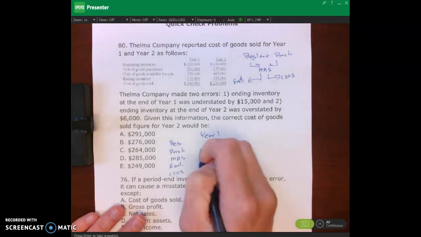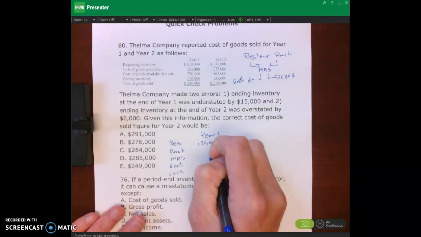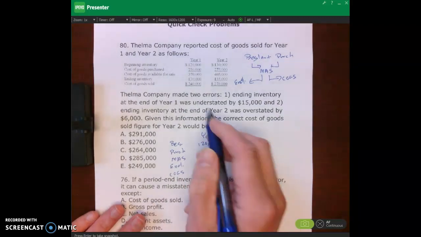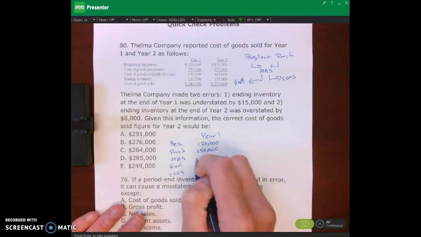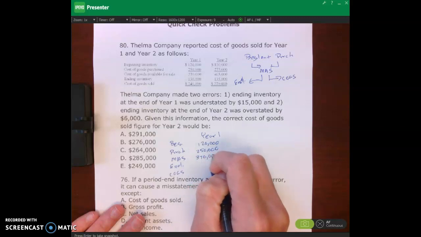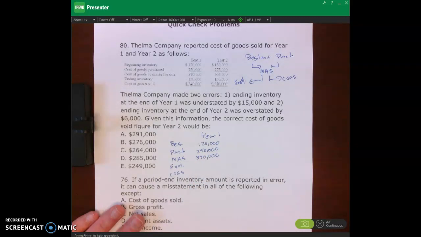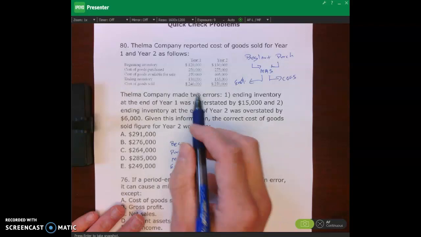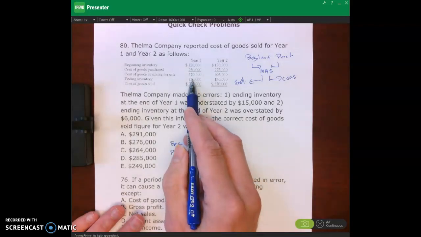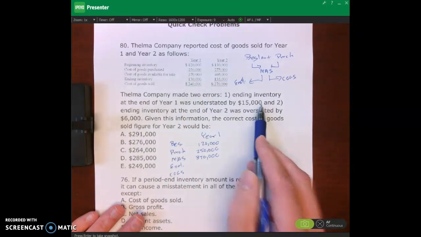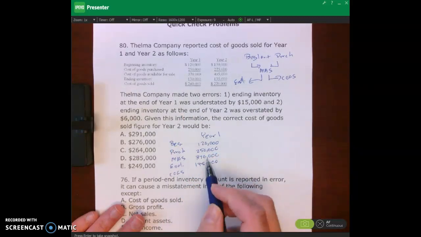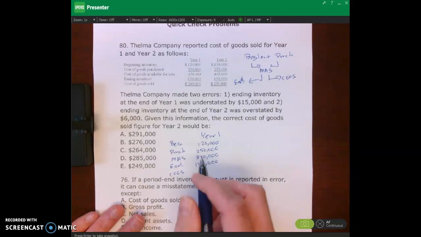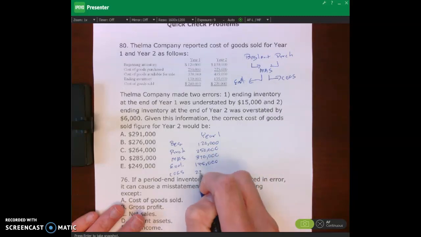So beginning, nothing wrong there for year 1, 120,000. Nothing to do with purchases, 250 gives us 370 right over here. And then it says ending was understated by 15,000. It's 130, but it's understated, so it should have been 145. Merchandise available for sale minus ending gives me my cost of goods sold of 225.